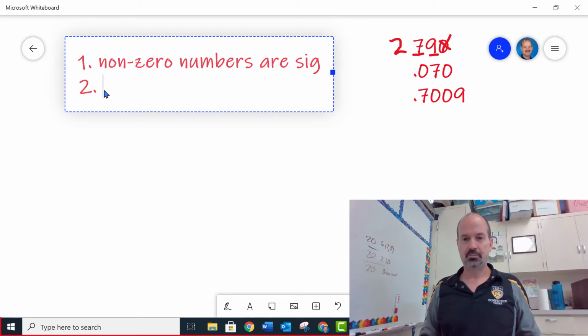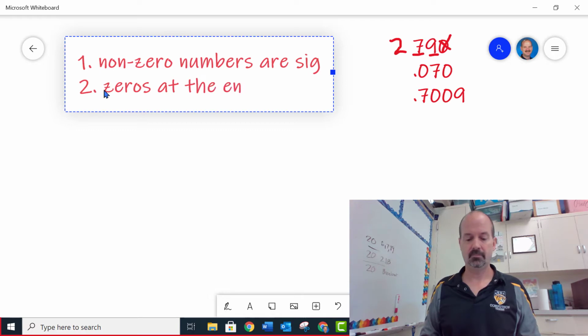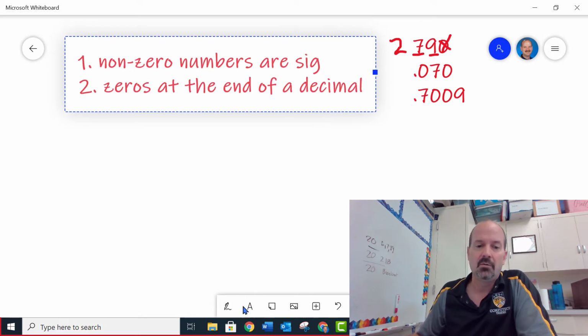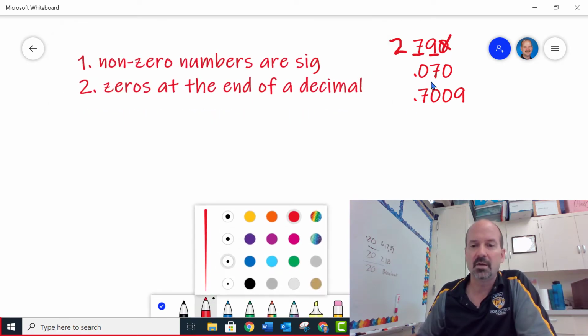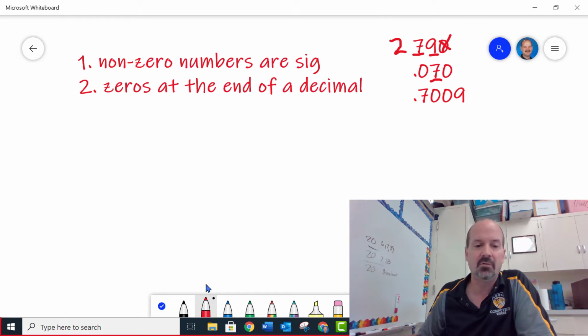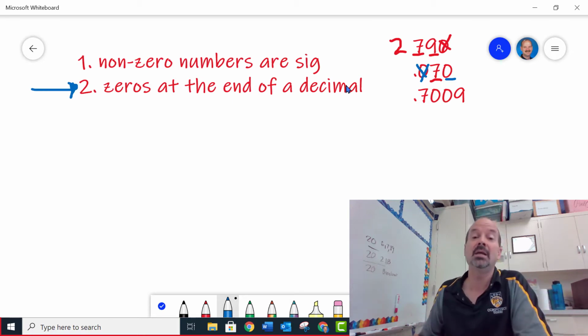All right, rule number 2 is zeros at the end of a decimal. They're significant. So from rule number 1, we'll make that the red rule, this 7 is significant. And from rule number 2, I don't want to take the time to color the font red, but we'll call this the blue rule. This 0 at the end is significant. And by the way, this 0 at the beginning is not. Leading zeros are not. That's not part of the rule. It's zeros at the end of the decimal, not the beginning, okay?